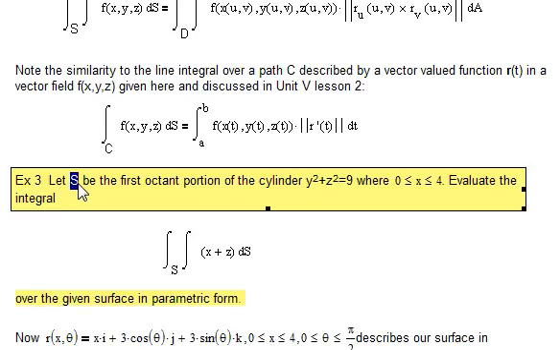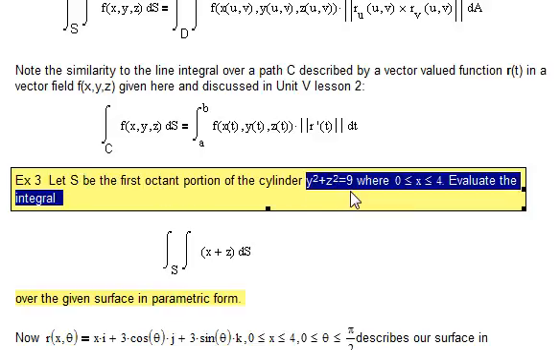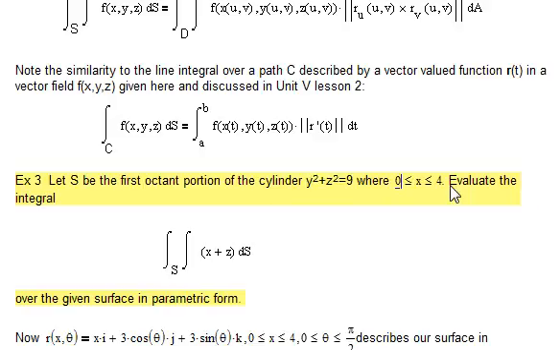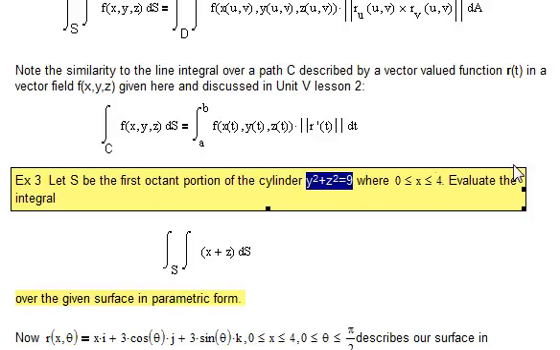So let our surface S be the first octant portion of the cylinder x squared plus y squared equals 9. Think about what that says. First octant, x, y, and z are all positive. And y squared plus z squared equals 9 in the yz plane would be a circle, but x is going from 0 to 4, so it's just that piece of the cylinder up until when x equals 4. The cylinder would be the circle, except it's not the whole circle because it says in the first octant. More on that later. So we're going to evaluate that integral over that surface S of x plus z dS.